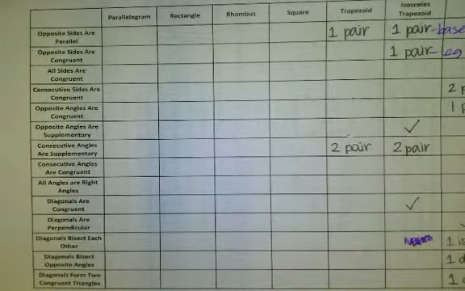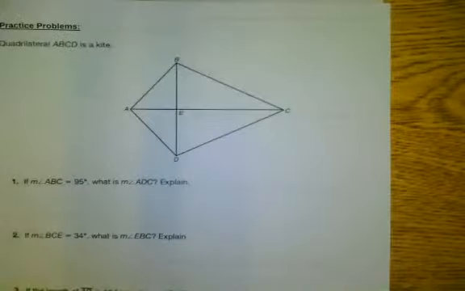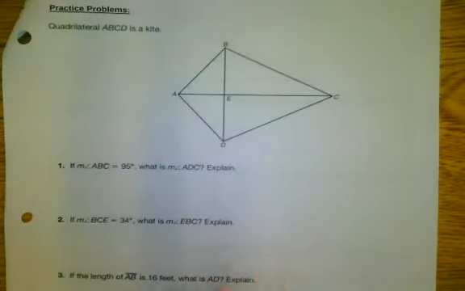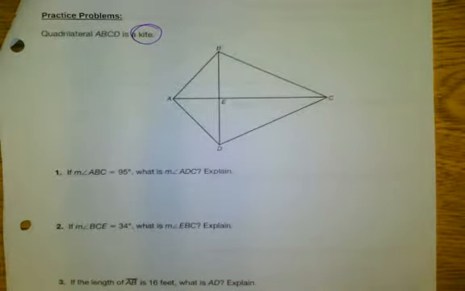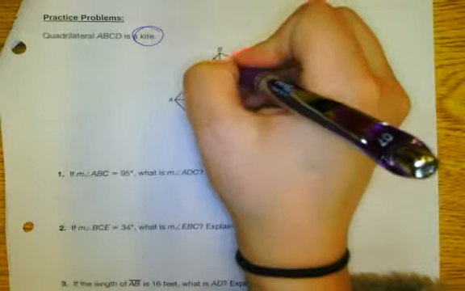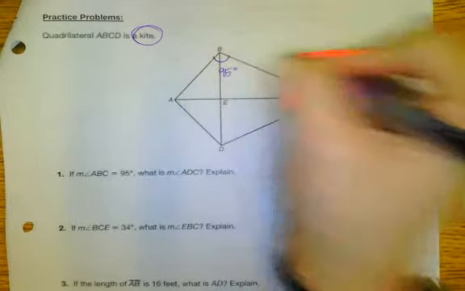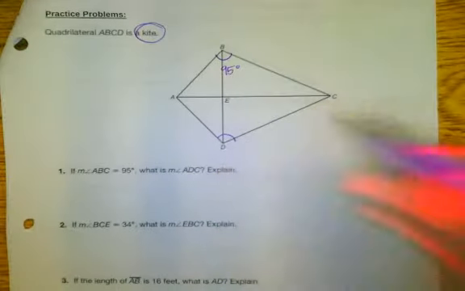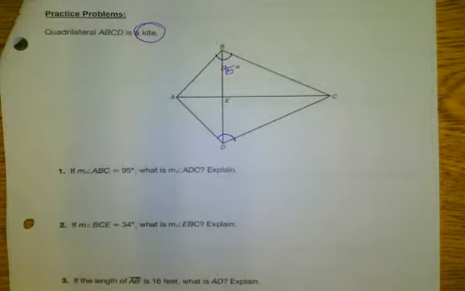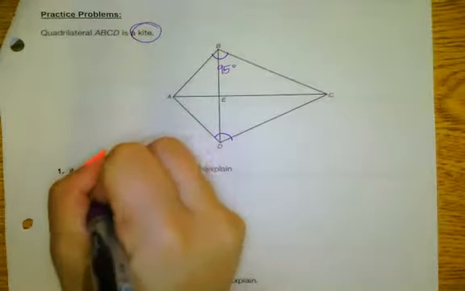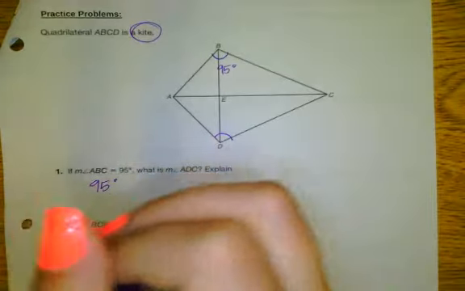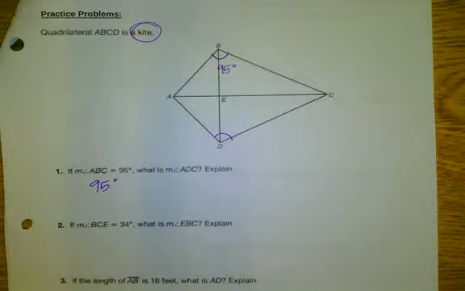Okay, so we're going to put everything into practice now. Okay, quadrilateral ABCD is a kite. It is telling you it is a kite. Okay, if the measure of ABC is 95 degrees, what would be the measure of ADC? 95 degrees. Why? Very good, because you know that we have one pair of opposite angles that are congruent.